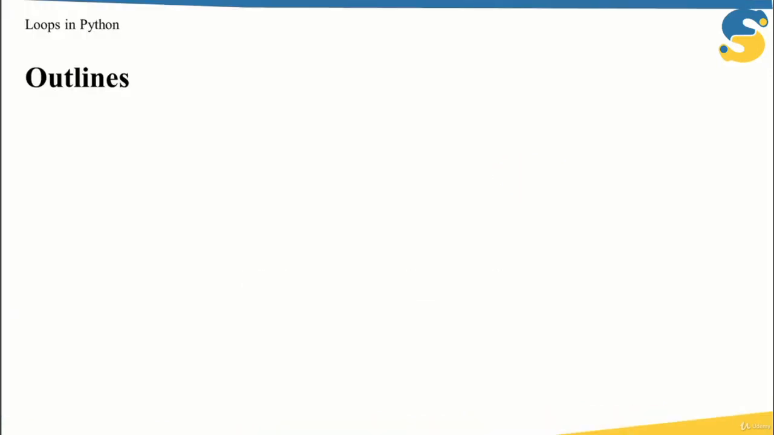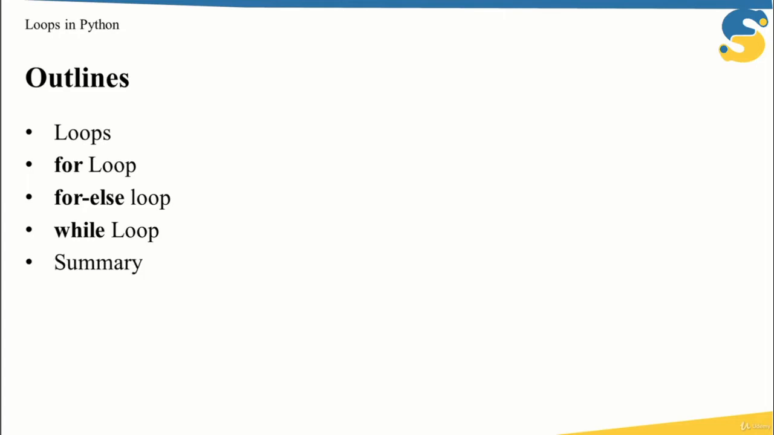In this lecture, we are going to learn about the second way that we can use in order to update the default behavior of program execution flow. So I will start by defining the loops, then we will learn about for loop, for else loop, while loop, and I will end up this lecture by a quick summary. So let's get started.